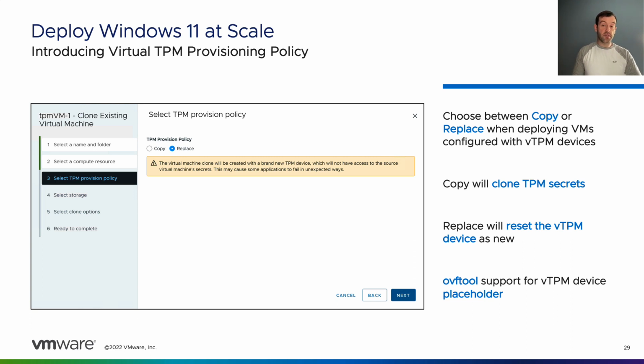Best practice would be to replace the TPM device on all VMs during deploy from template or even during clone. Just be aware that if you're doing a direct one-to-one clone, and the virtual machine is using features like Windows BitLocker or Windows Hello, these features use TPM-backed secrets, and if you do replace the TPM device in those instances, those Windows features may cease to function. So you need to be careful that you're doing the right operation for your respective use case.